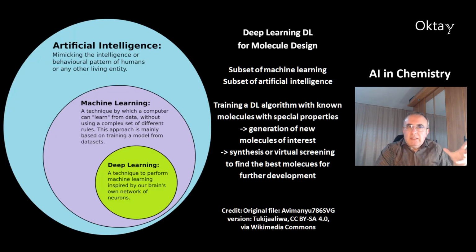This is an overview of deep learning for molecular design, which is a subset of machine learning, and this is a subset of artificial intelligence. Deep learning is a technique to perform machine learning inspired by our brain's own network of neurons. So this is about training a deep learning algorithm with known molecules that have special properties. Then the AI will generate new molecules of interest. They can then be synthesized or can do a virtual screening, find the best molecules for further development.